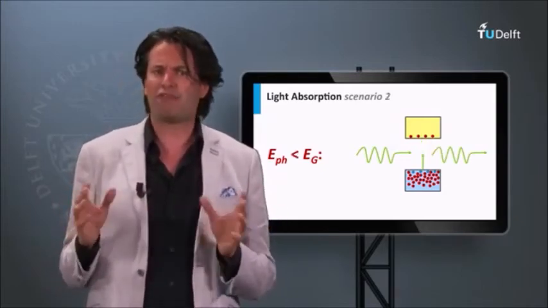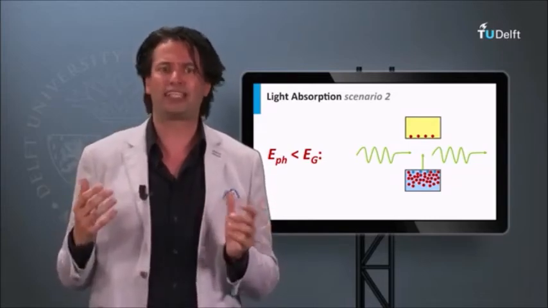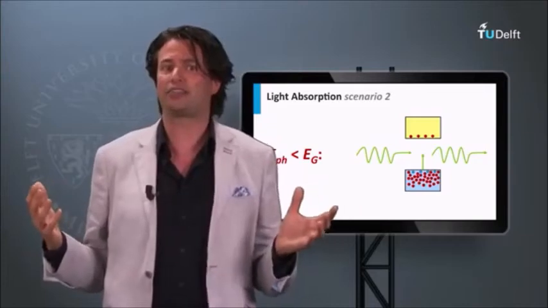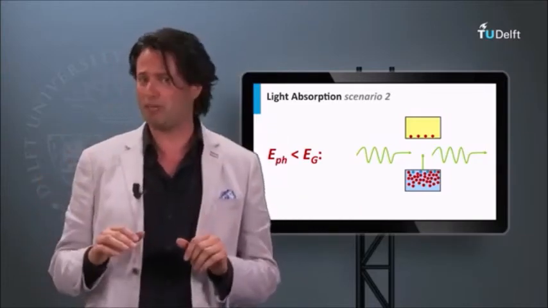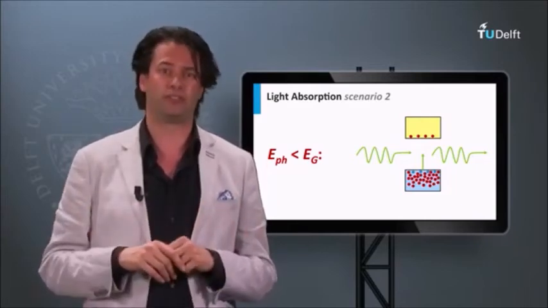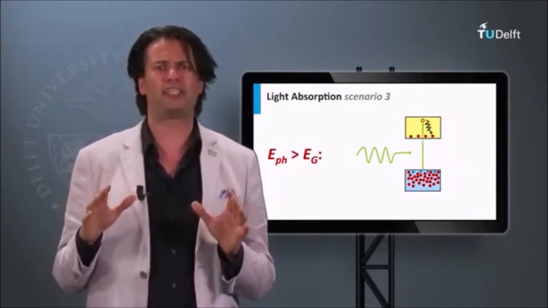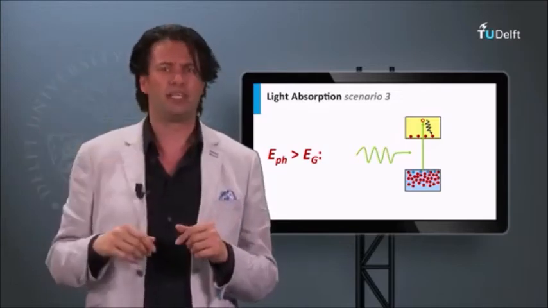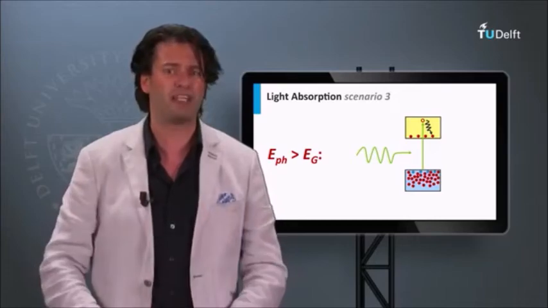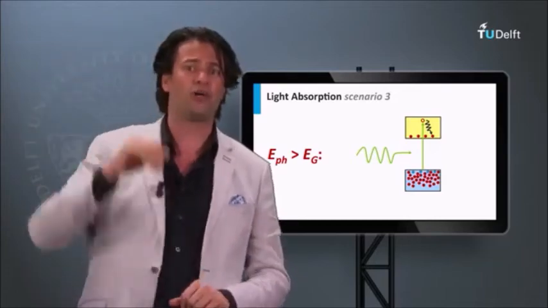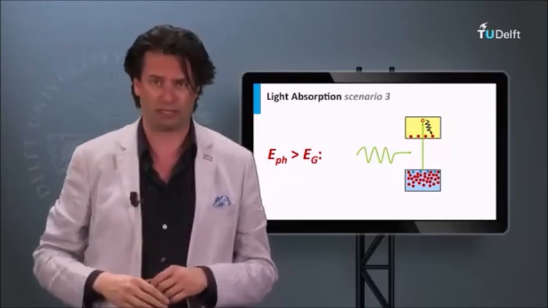However, if we have a photon with an energy smaller than the band gap, this photon lacks the energy to excite an electron from the valence band to the conduction band. This photon cannot be absorbed by the semiconductor material. Another situation is when the photon has an energy much larger than the band gap. This photon can excite an electron at an energy level deeper in the valence band into the conduction band, or an electron to a higher energy level in the conduction band.